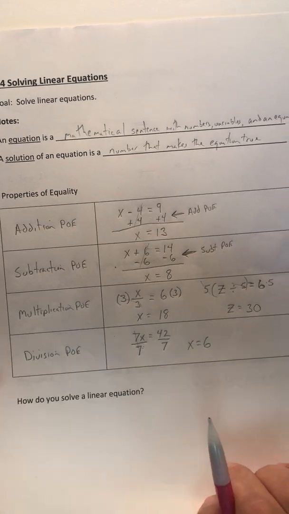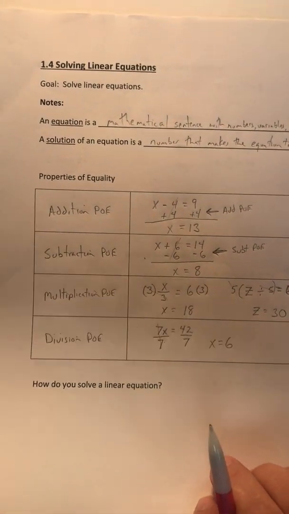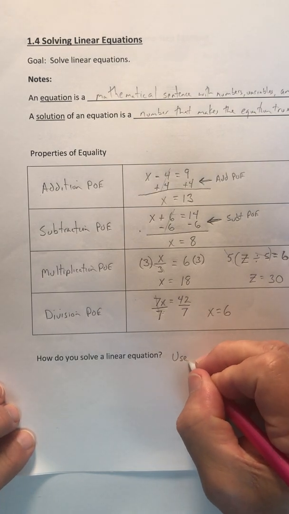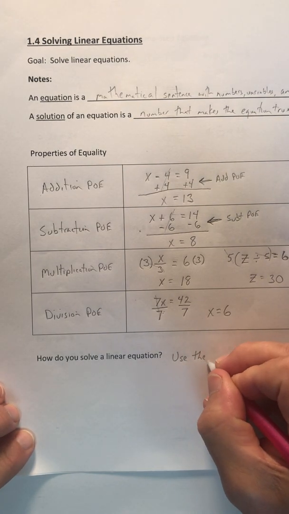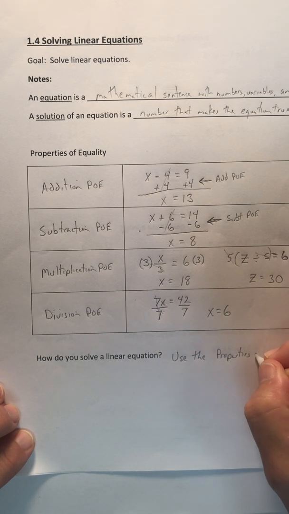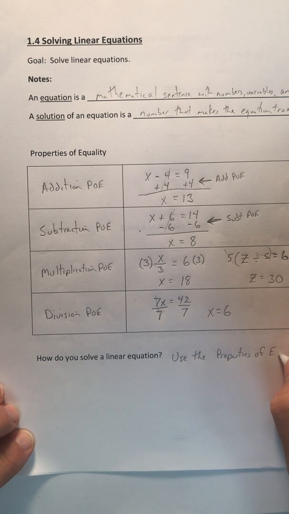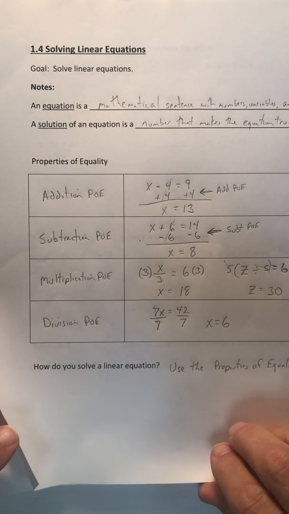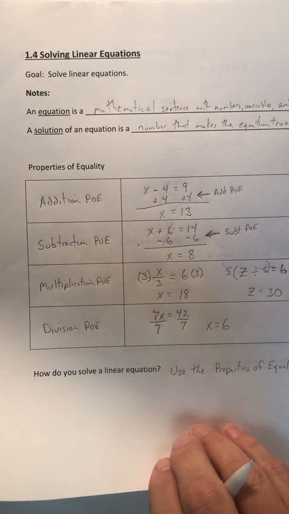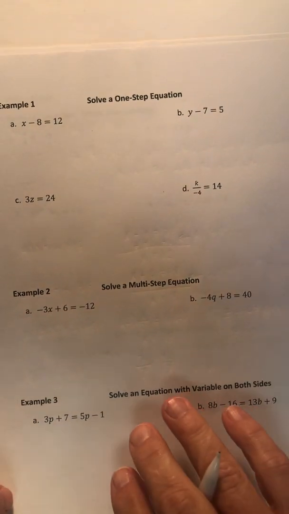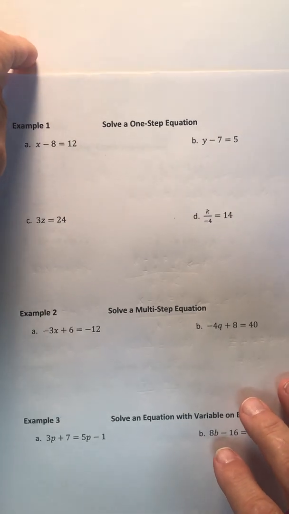All right, and the answer to this question, how do you solve a linear equation, is basically you use the properties of equality. And that is how you solve it, to get the x by itself. All right, that's how you know when you solve the equation, the x or the variable is on one side by itself. All right, so here's our examples.